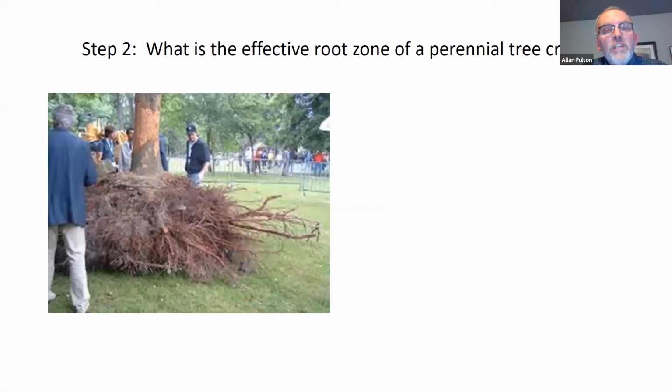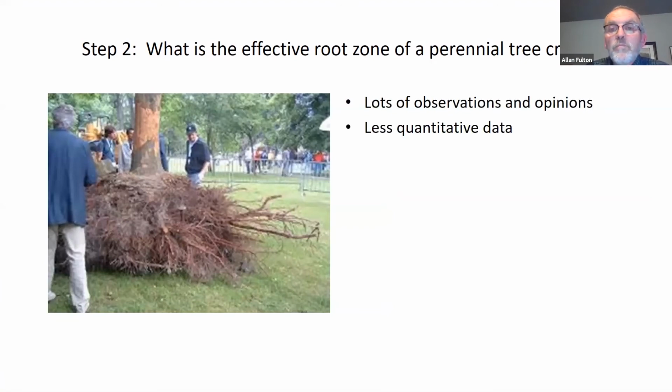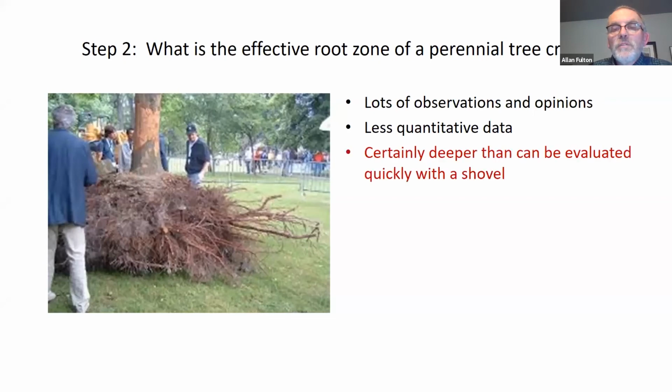So after assessing the water holding capacity of the soil, there is the question of what is the effective root zone of a perennial tree crop. And there are a lot of observations and opinions about this, but much less quantitative data. We now have scientists that are using cameras and counting the roots and learning that they actually come and go in flushes and regrow. Learning a lot more, and hopefully in times ahead we'll be able to get more quantitative about how to assess and judge our root zones for our tree crops.